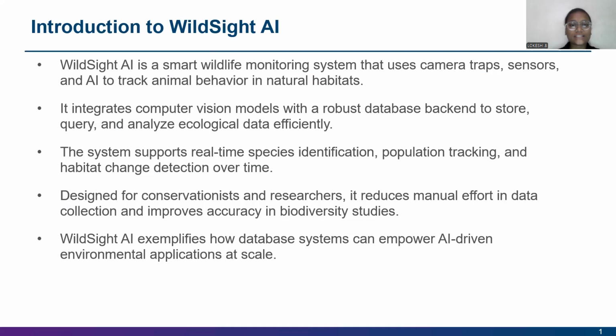First, introduction to WildSide AI. WildSide AI is a smart wildlife monitoring system that uses camera traps, sensors, and AI to track animal behavior in natural habitats. It integrates computer vision models with a robust database backend to store, query, and analyze ecological data efficiently. The system supports real-time species identification, population tracking, and habitat change detection over time.